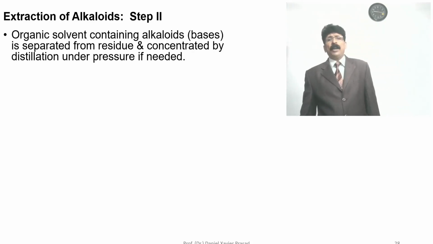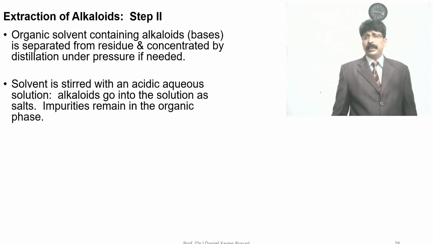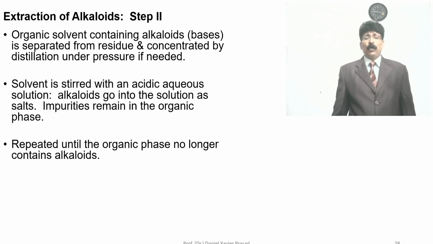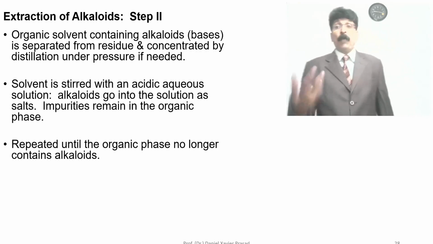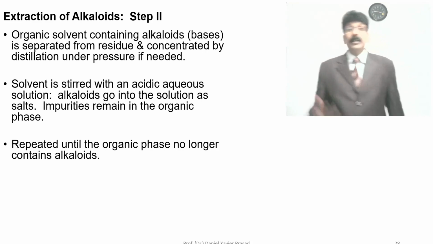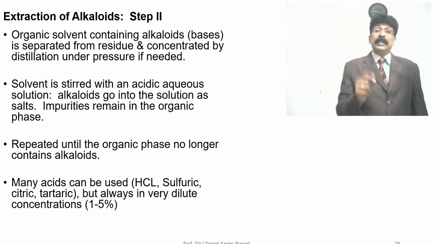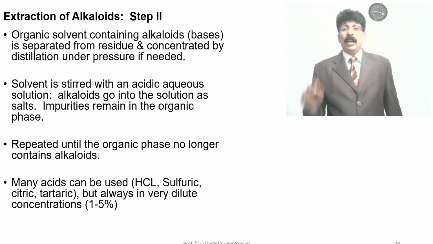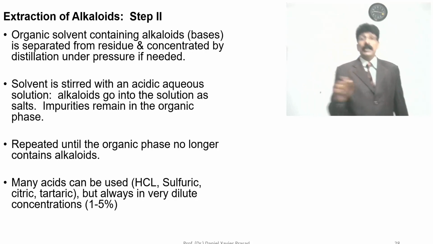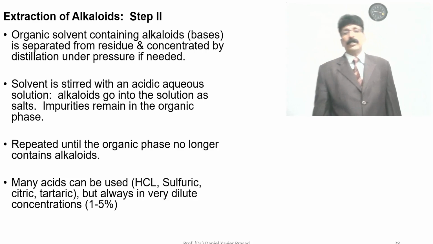In step 2, the organic solvent containing alkaloid bases is separated from the residue and concentrated by distillation, also under vacuum and low pressure. When you control the pressure, even water can boil at 35 to 40 degrees centigrade, though 100 degrees is normally needed. The solvent is then turned into an acid aqueous solution, the alkaloid goes into the solution as a salt, and impurities remain in the organic phase. This is repeated until the solvent phase no longer contains alkaloids.